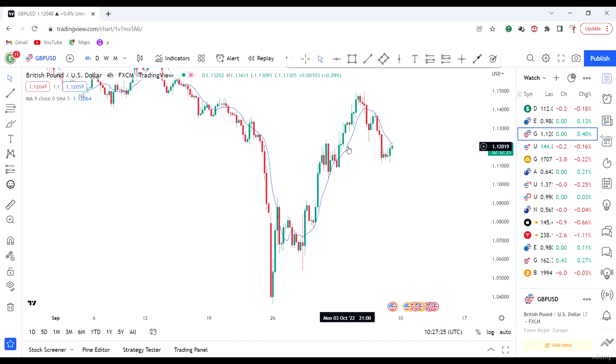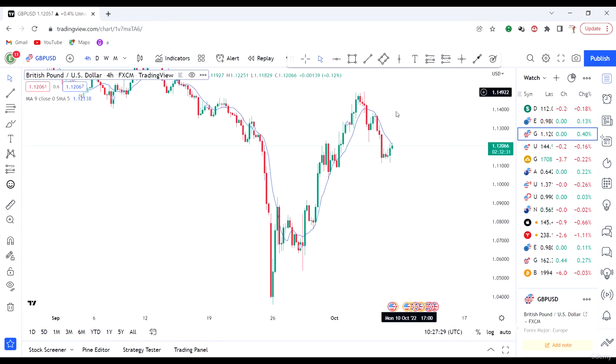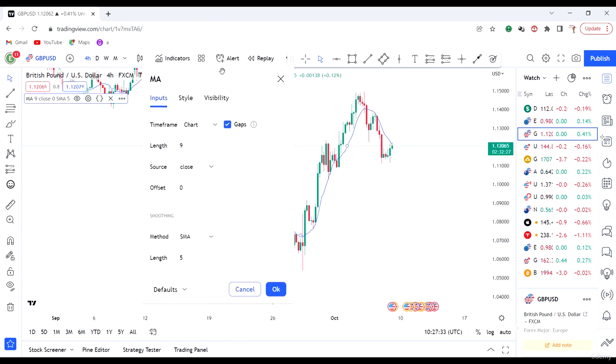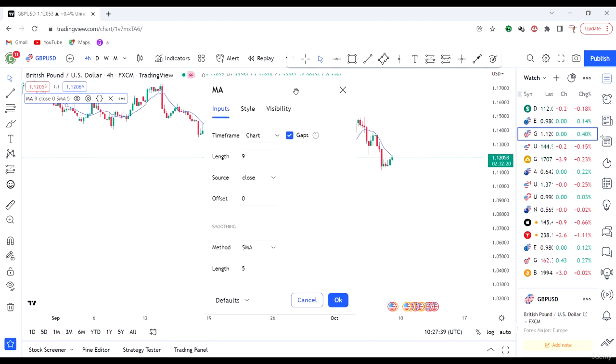Okay, so let's just click on this indicator. Double click on the indicator to bring out the options of the indicator. Okay, these are the options for the moving average indicator. Now here you can see time frame set to chart, so it means it's going to show the indicator based on the time frame we are looking at, based on the particular chart we are looking at.